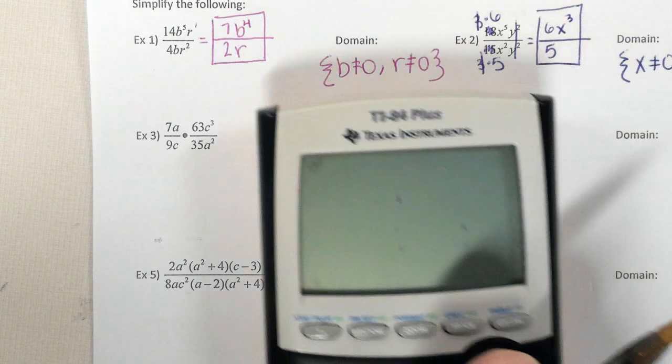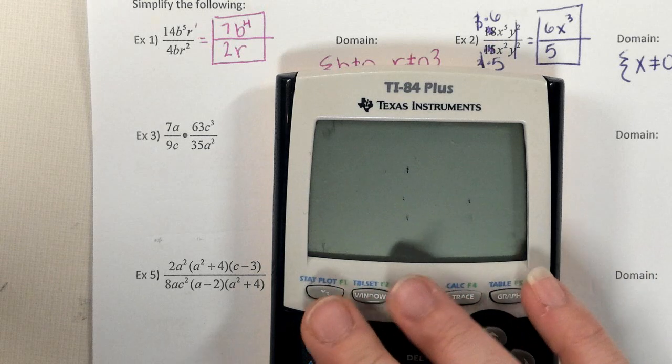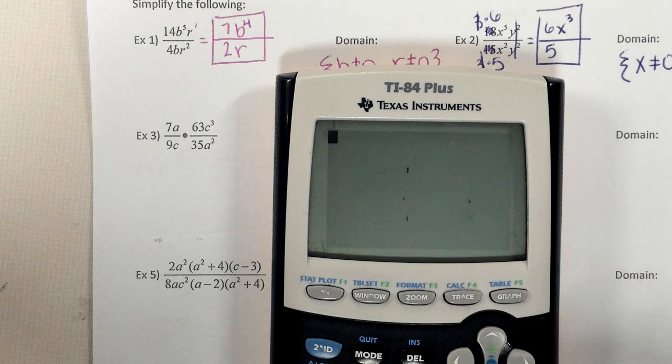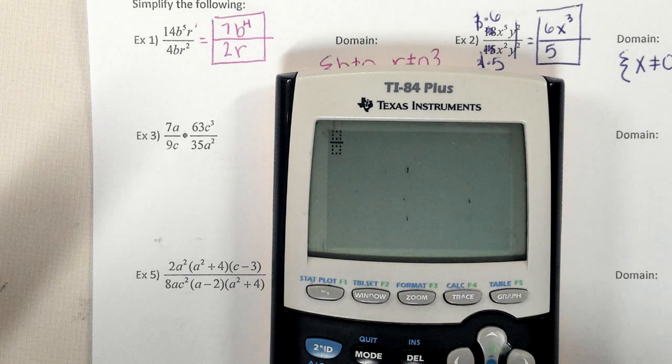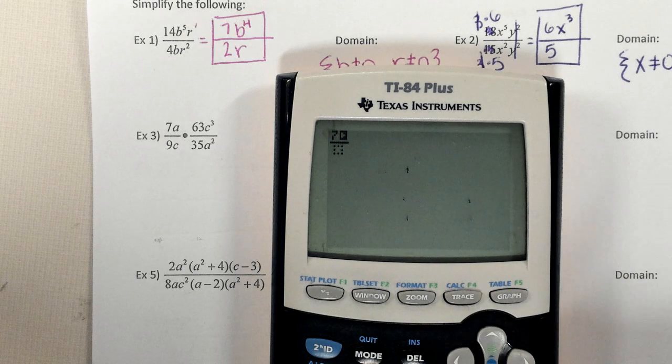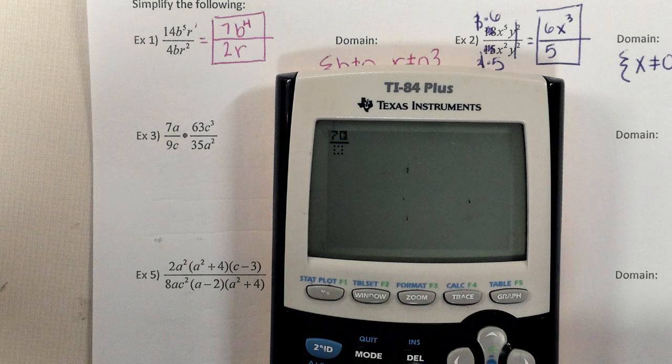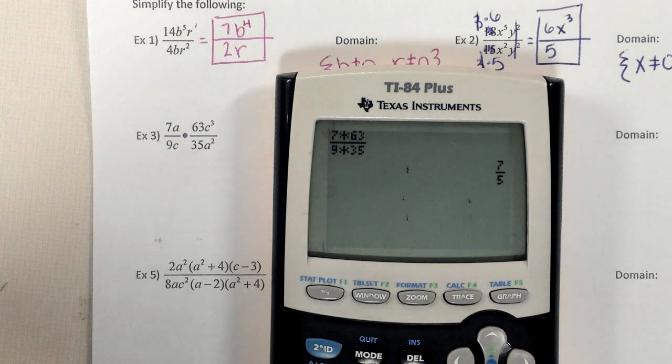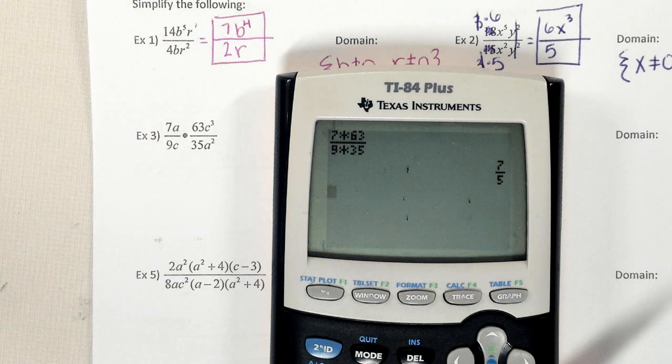Now I'm going to cover that up really fast. I'll put it back in just a second. But we're going to talk about simplifying our numbers now in the calculator. On the top, you're multiplying. On the bottom, you're multiplying. With multiplication, it's not like addition and subtraction. Nothing has to match. You just multiply across the top, multiply across the bottom. So 7 times 63 over 9 times 35, and I get 7 over 5. You could do it in your calculator.